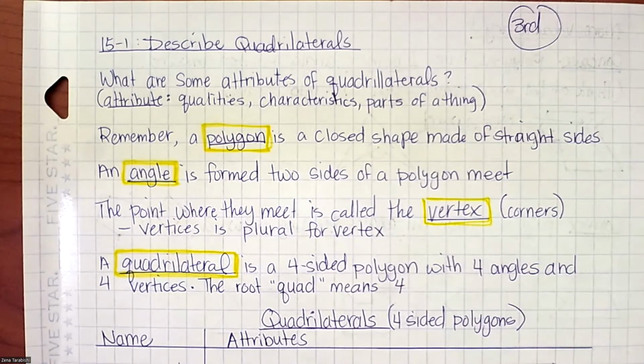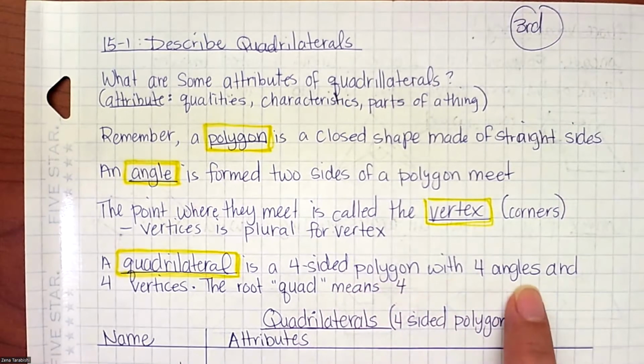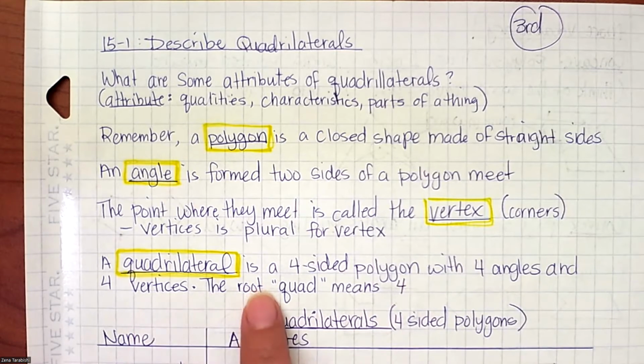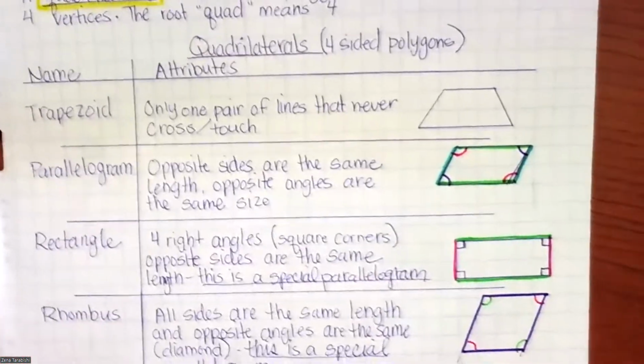An angle is formed when two of the sides of a polygon meet. And the point where they meet, that corner, is called a vertex. Vertex is what we use when we're talking about one. Vertex is singular. Vertices is the plural of vertex. It means more than one vertex. And quadrilaterals, we said, are four-sided polygons that have four angles and four vertices. The root word here is quad. Quad means four.